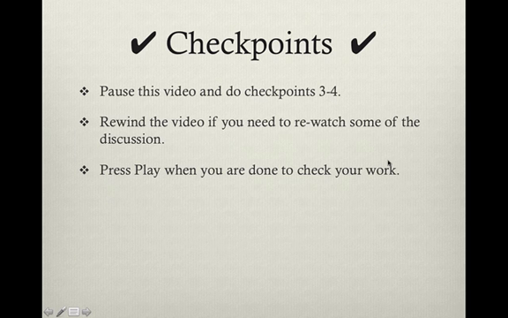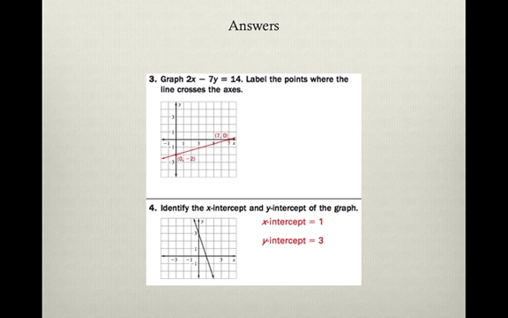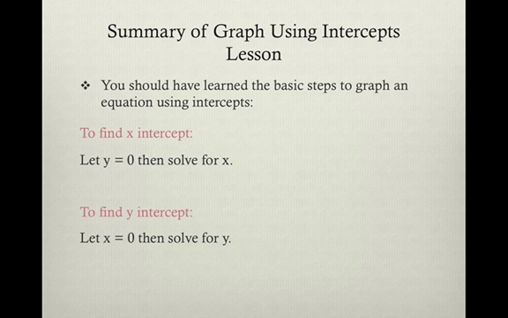Okay, pause the video to do your checkpoints. When you're done, press play for the answers. There's your answers. How did you do? Okay, summary. You should have learned how to find the x-intercept and the y-intercept. To find an x-intercept, just let y be 0, solve for x. To find a y-intercept, let x be 0, solve for y.